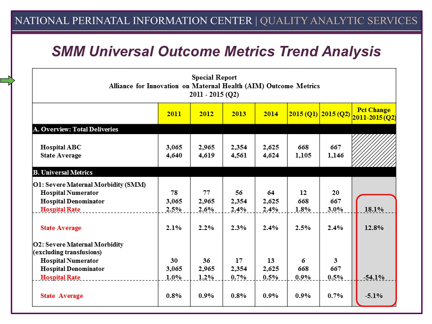So here are the universal outcome metrics for AIM. I'm just going to show you 2 here. One is the overall severe maternal morbidity rate, and the second one is the severe maternal morbidity rate excluding cases that have transfusion. So again, this is looking at trend data.